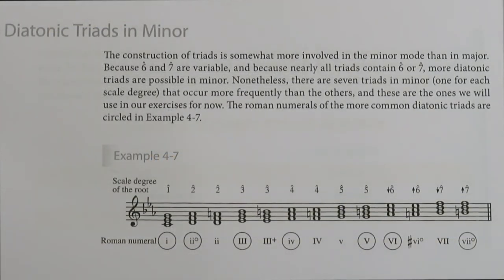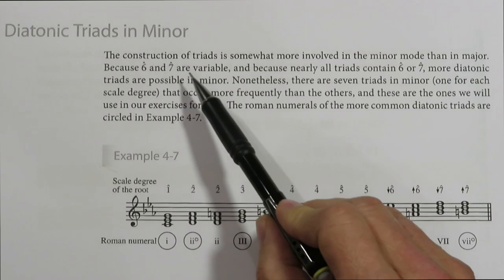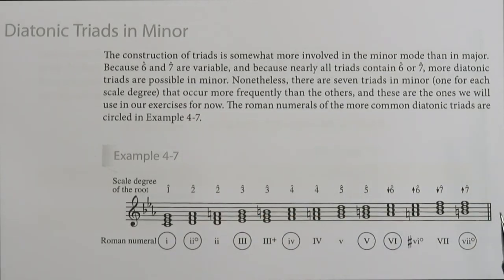Okay, so let's talk about minor a little bit. So diatonic triads in minor. The construction of triads is somewhat more involved in the minor mode than in major, because 6 and 7 are variable. Those are the scale degrees, 6 and 7. Because nearly all triads contain a 6 or a 7 scale degree, more diatonic triads are possible in minor. Nonetheless, there are 7 triads in minor, 1 for each scale degree, that occur more frequently than the others. And these are the ones we will use in our exercises for now.